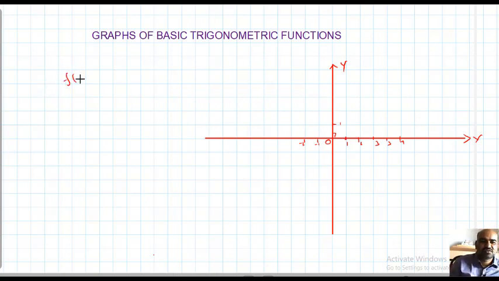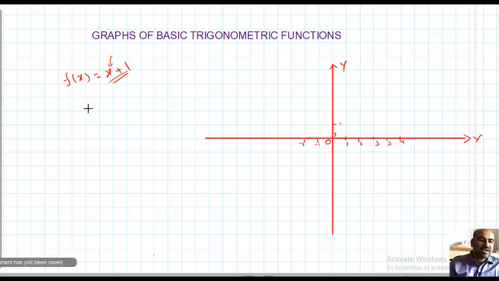f of x equals x plus 1 is given. This is a function, so you know its domain and range. The domain is all real numbers, and the range is also all real numbers, as I explained. So what is the graph? Here the value of x plus 1 is dependent upon x only. That is why x is called the independent variable and x plus 1 is called the dependent variable.